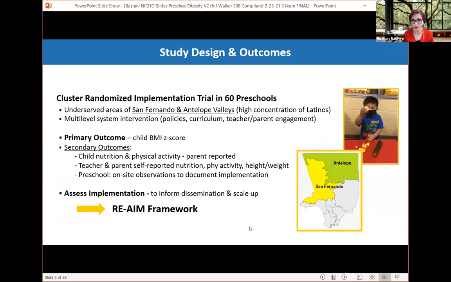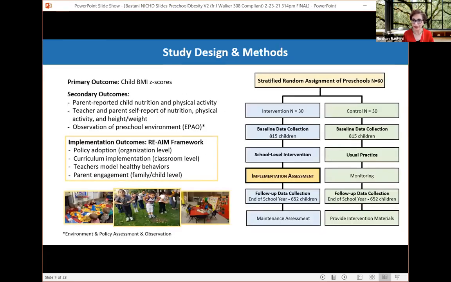Our primary outcome is child BMI Z-score, from height and weight measurements. We have a number of secondary outcomes at the level of the child, as well as teachers and parents, and then at the level of the preschool. As Dr. Nella mentioned, we assess implementation. It's a very important part of our work, and we utilize the RE-AIM framework, and I'll get to that a little later, to assess implementation.